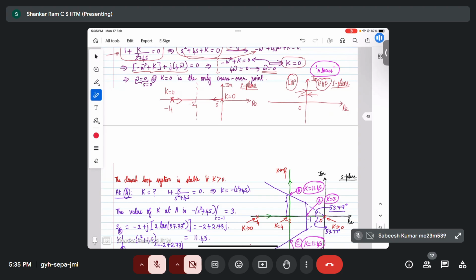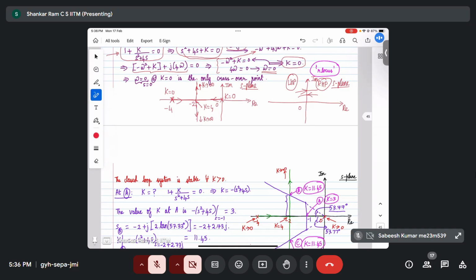So what happens is that one branch starts from here, one branch starts from here. When k equals 4, we have a breakaway point at -2. And then as k tends to infinity, the two branches of the root locus go along the two asymptotes to infinity in the s-plane. So this is the root locus for this particular example.